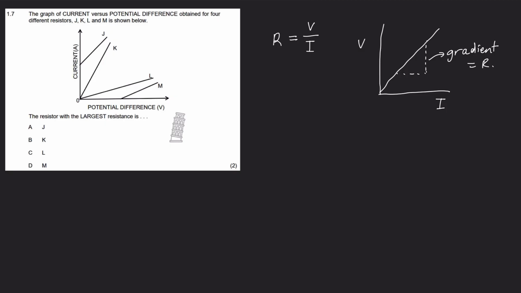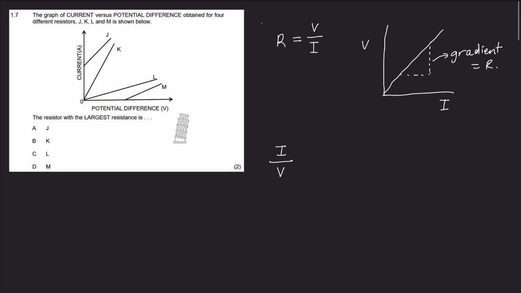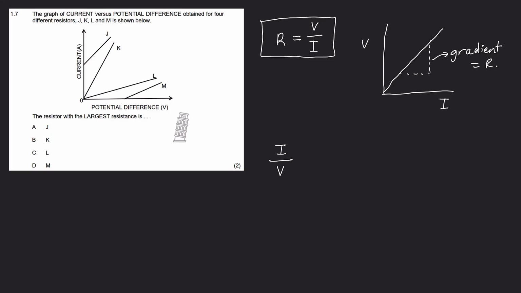Okay? But if you look at the graph that they've given us here, we have current on the y-axis and potential difference on the x-axis. So basically what we have now is I divided by V. If V over I is equal to R, that means I over V will equal 1 over R. So for this graph, the gradient is 1 divided by R.